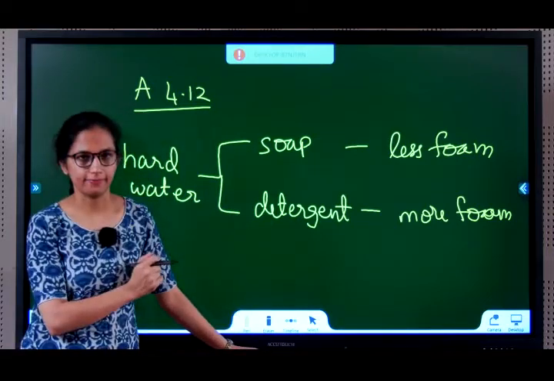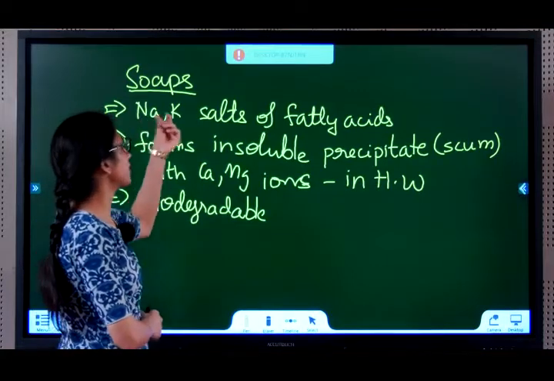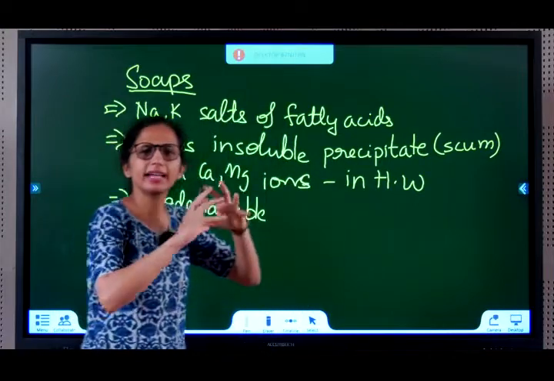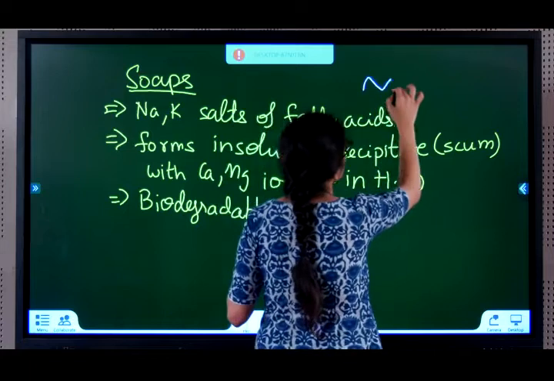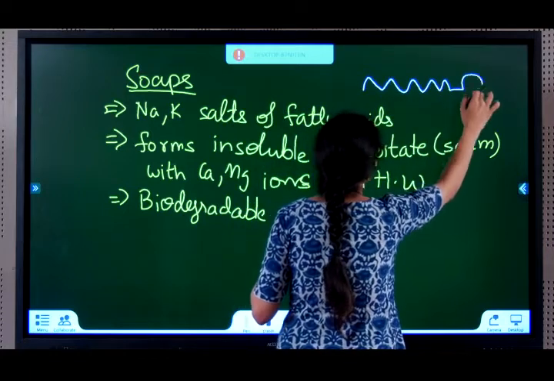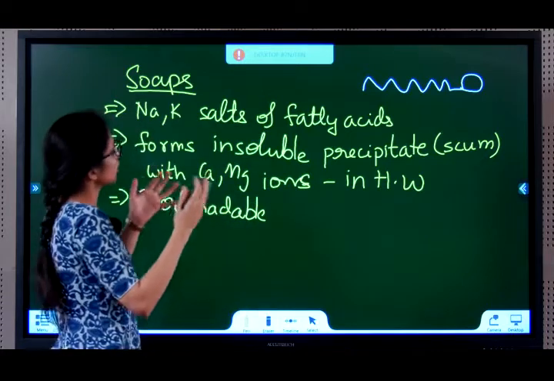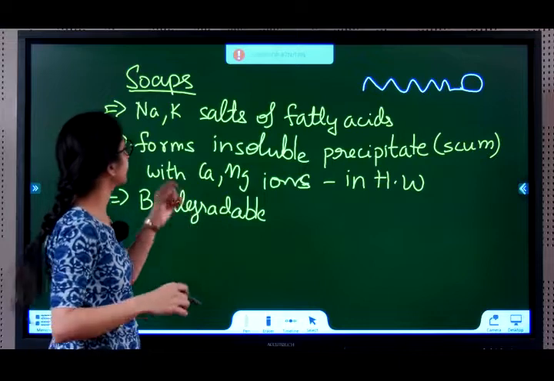We will understand. Soaps are nothing but sodium and potassium salts of fatty acids. Fatty acids are carboxylic acids that have a very, very long carbon chain. With that we have a sodium molecule or a potassium molecule attached. Those are nothing but soaps. We will study that in detail.